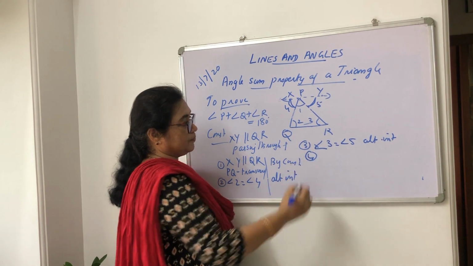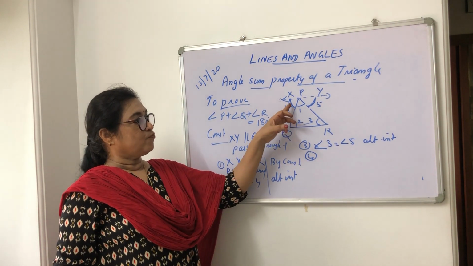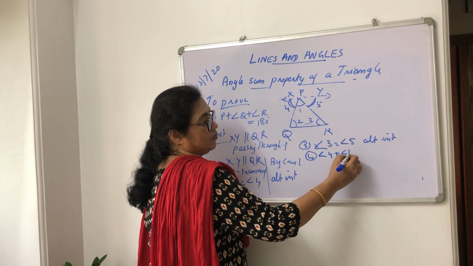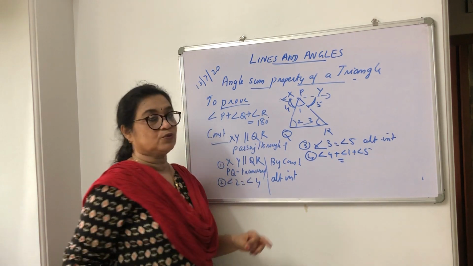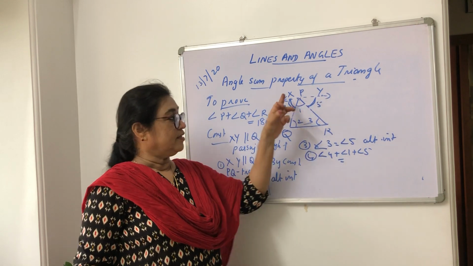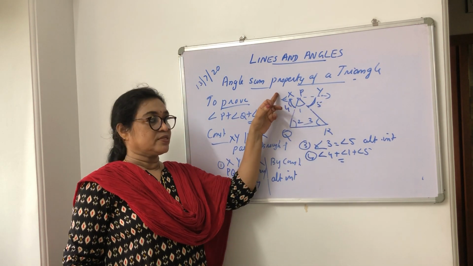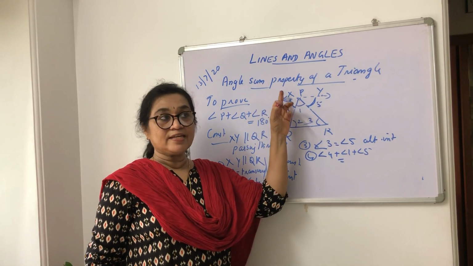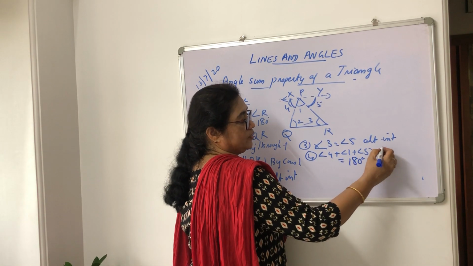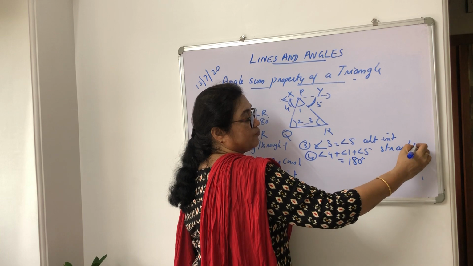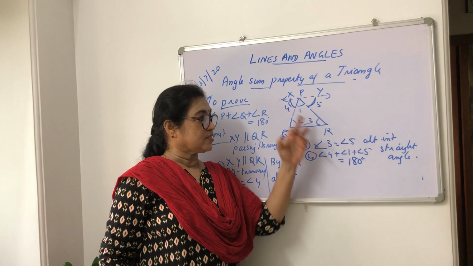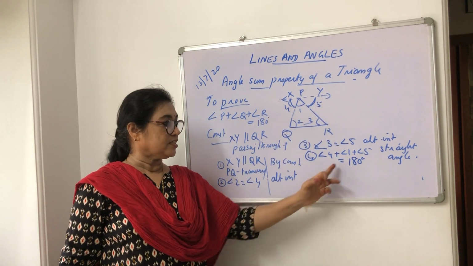Now the fourth step. What is angle 4 plus angle 1 plus angle 5? These three angles together form a straight line. The measure of a straight angle is 180 degrees. So these three angles together form a straight angle, therefore the sum of these three angles is 180.